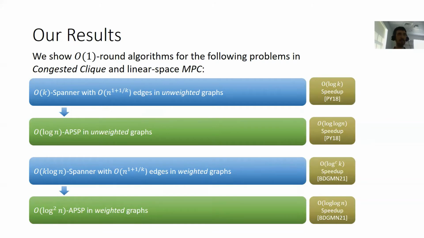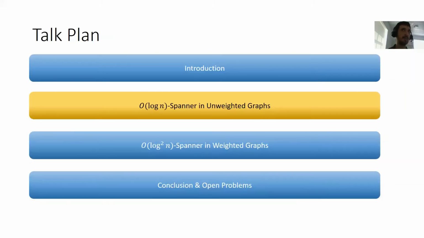And this is a speed up of between polylog n and polylog log n, depending on the problem, compared to previous results. So next, I'll discuss our algorithm for computing spanners in unweighted graphs. We'll focus on k equals log n, meaning we would like a linear size spanner with order of log n approximation in order of 1 rounds. And this will also give us the result for order of log n approximation for all pair shortest path in also order of 1 rounds.